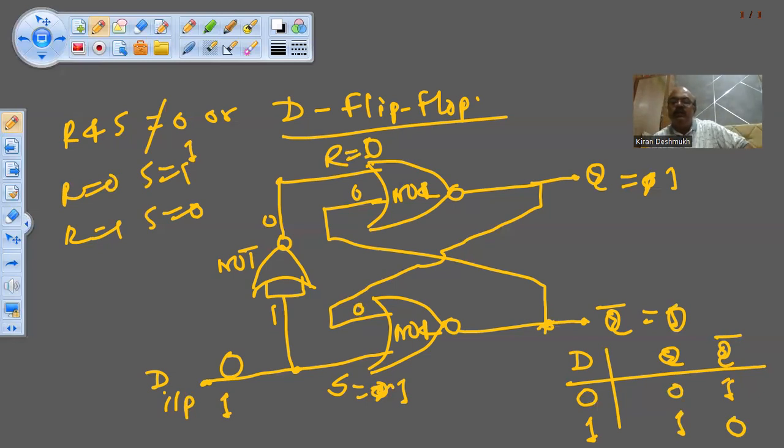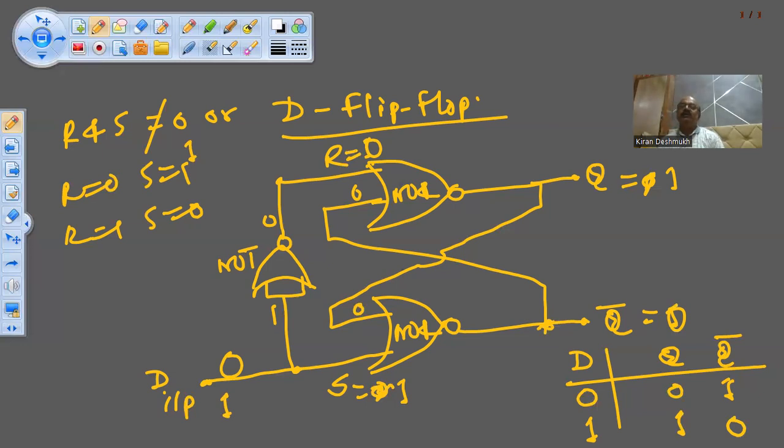What do you see? If D is 0, Q is also 0. If D is 1, Q is also 1. So the output is controlled by the D input. If D is 0, Q is 0. If D is 1, Q is also 1. So in this way, we can explain. This is also a simple D flip-flop.